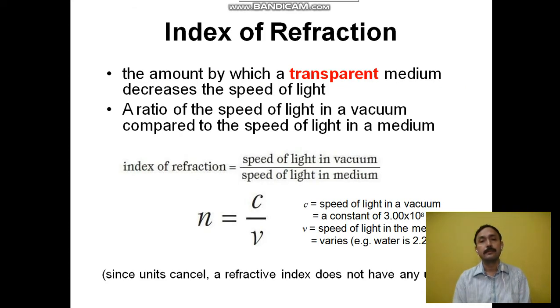Refractive index means the ratio of the speed of light in vacuum to the speed of light in a medium. If we represent refractive index as eta, and the speed of light in vacuum is c, and the speed of light in the medium is v, then eta equals c by v. It is a unitless quantity, because both are velocities of light and the units cancel out. So refractive index itself is unitless.